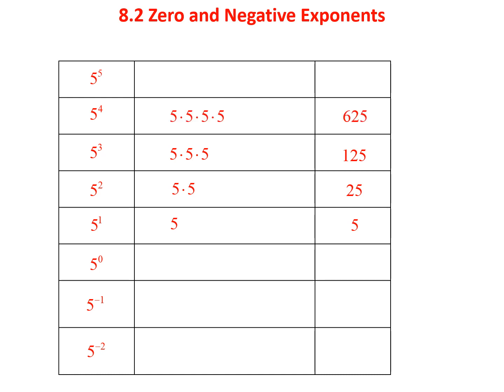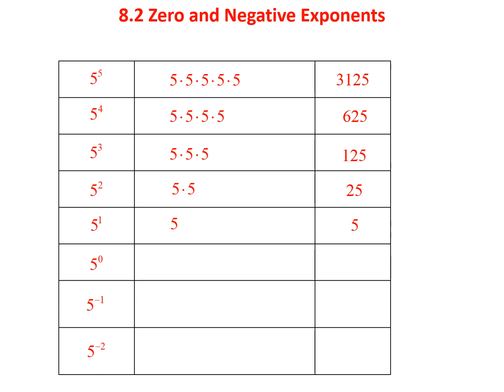So 5 to the 4th is 4 fives. Not 4 times 5, that is not 20. It's 5 times 5 times 5 times 5, or 625. And 5 to the 5 is 5 factors of 5, or 3,125. Now we should understand that. We've known that for a long time. But let's consider what the zero exponent and the negative exponents mean.